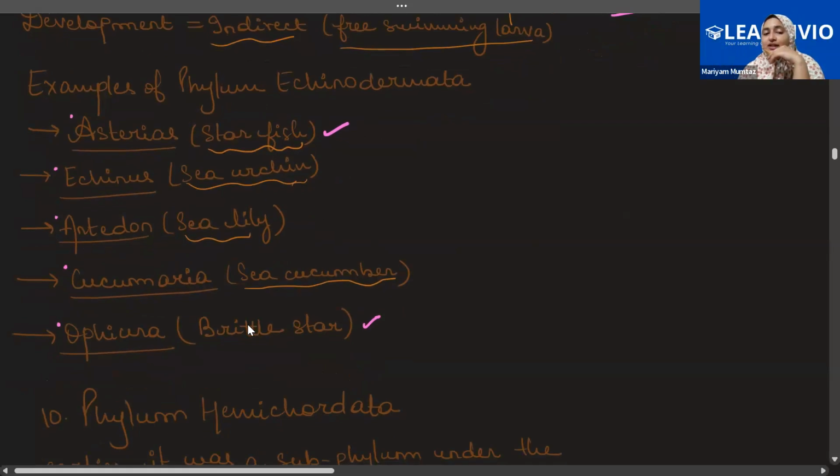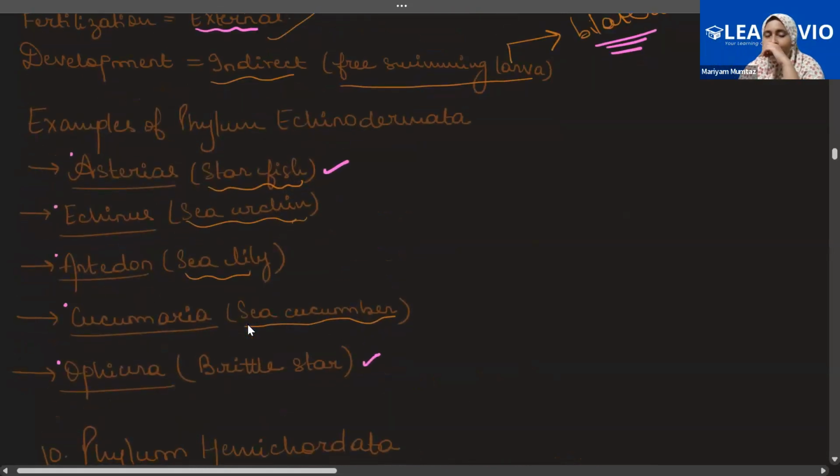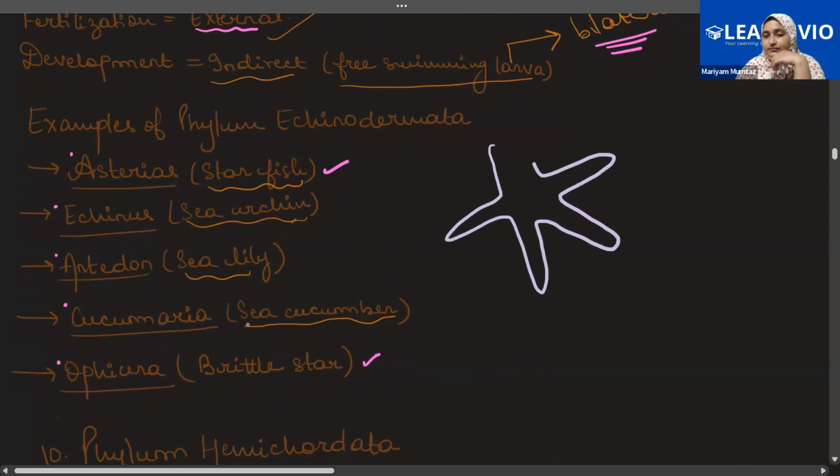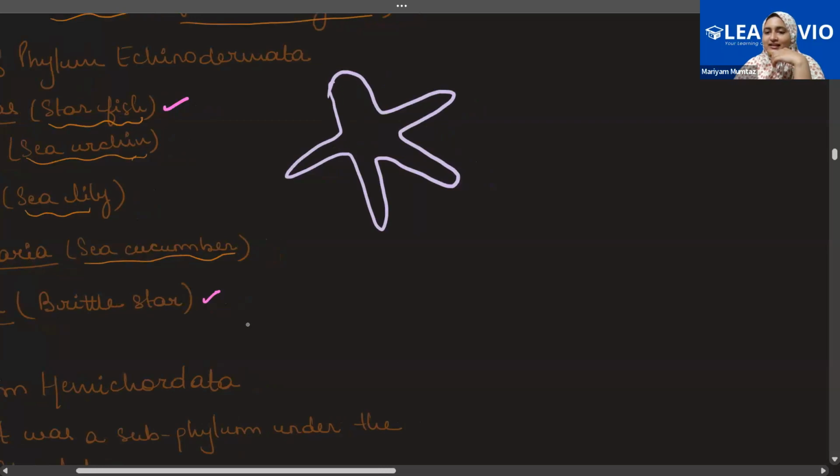C. lily is Cucumaria, that is sea cucumber, and Ophiura is brittle star. If you open your books and go to the Echinodermata section, you would find two pictures of star-like organisms. One is this, not like a human, not a cookie human, but actually like a starfish. And the other one you might have seen is very thin, like this.